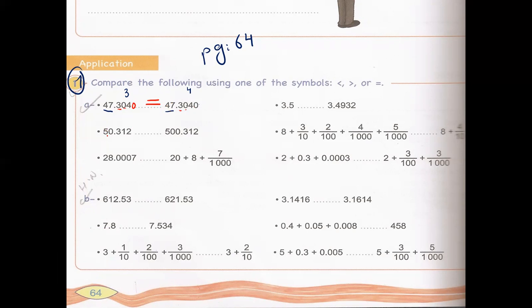The second one, the whole part here is 50 and here 500. Which one is bigger? No need to look at the decimal part. The whole parts are different. 500 is bigger.